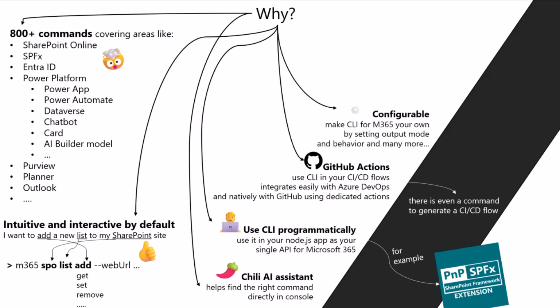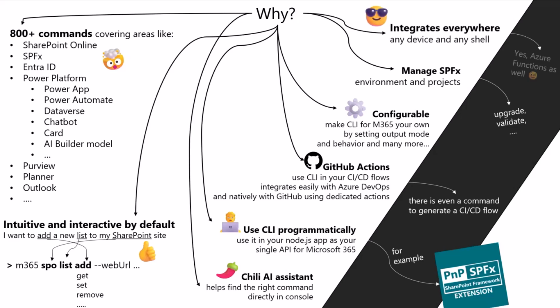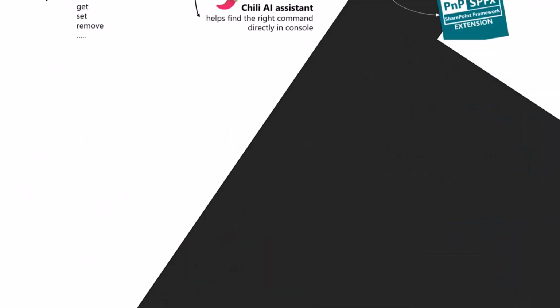Currently we are investing in this area. So we added a command that will generate a CI/CD pipeline for GitHub. And as I said before, there's an open PR to extend the support for Azure DevOps on the way. It's really customizable, so there are many things you can set to make it your own. It also has commands that allow you to manage, validate and upgrade your SPFx environment and projects. So this is really cool. And it works everywhere: any device, any shell, Azure Functions and all of that.